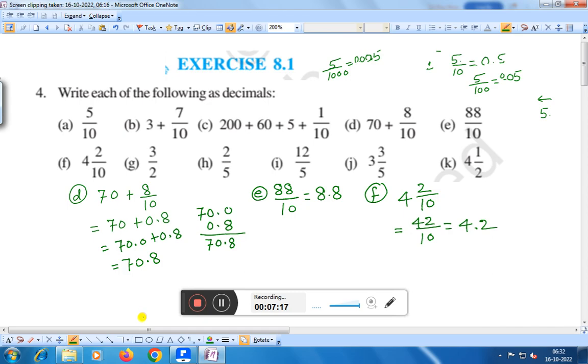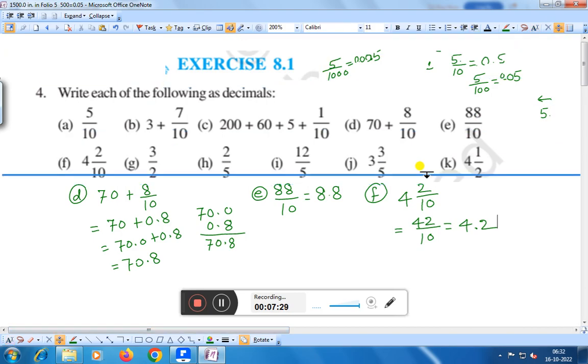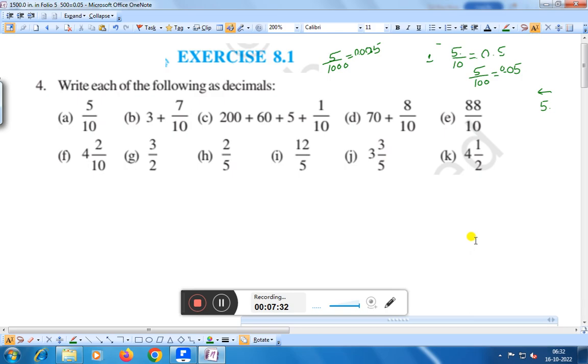Next we will solve question number G. Let us take question number G. Question number G is 3 by 2, right? Here you find question number G. Question number G is 3 by 2. Right? Now, what will you do?